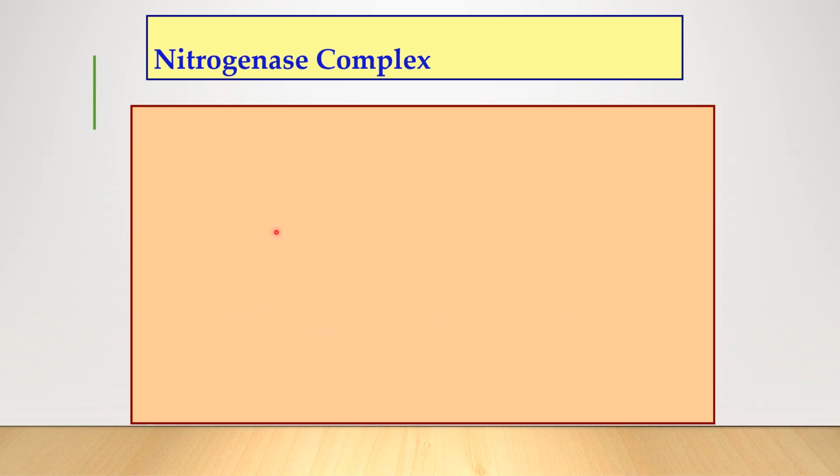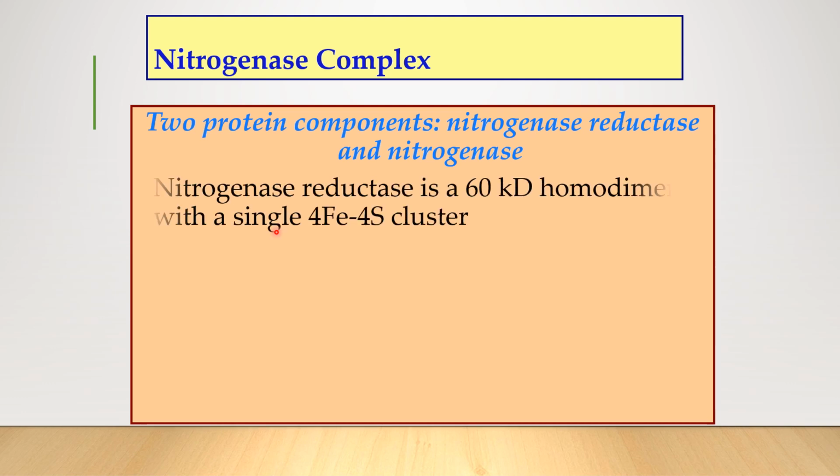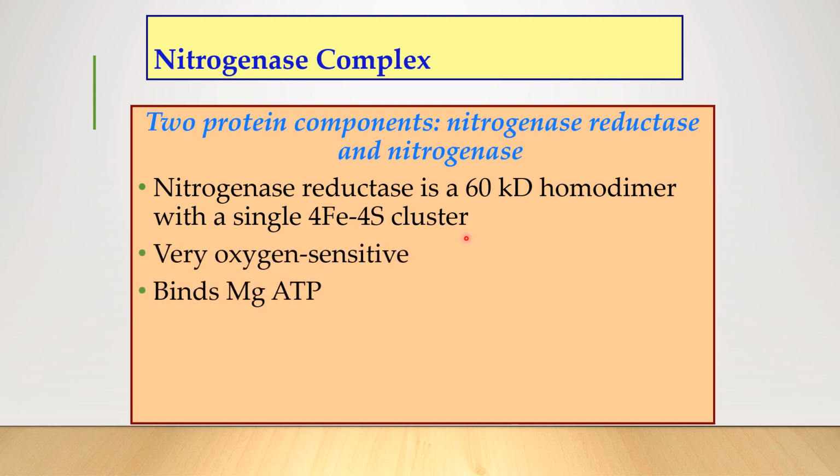And this nitrogenase complex consists of two proteins, that is nitrogenase reductase and then nitrogenase. As such, the nitrogenase enzyme is a big complex. What does it consist of? It consists of two protein components. One is the nitrogenase reductase and then the nitrogenase. This nitrogenase reductase is a 60 kilodalton homodimer with a single iron sulfur cluster. 4 iron and 4 sulfur atoms will be there. And it's very sensitive to oxygen.